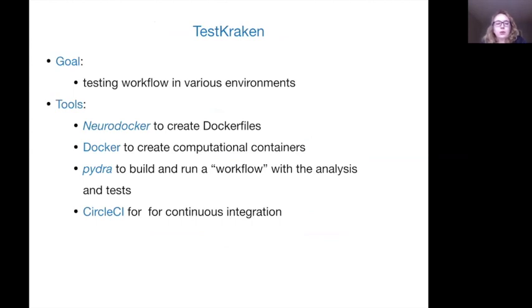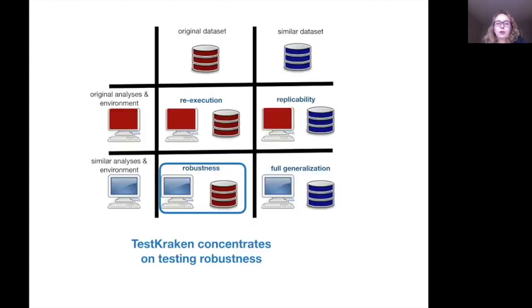In terms of tools that we're using, NeuroDocker to create Dockerfiles, Docker to create computational containers, Python to build and run a workflow with the analysis, and CircleCI for continuous integration. And I will be talking about this later. So coming back to this figure, right now TestKraken is mostly concentrating on the robustness test. So basically, we're using the same datasets, but we are changing the computational environment. So we are checking if our results are robust.